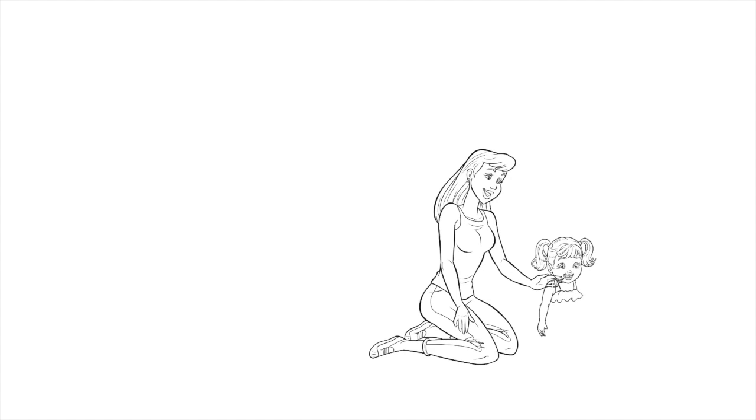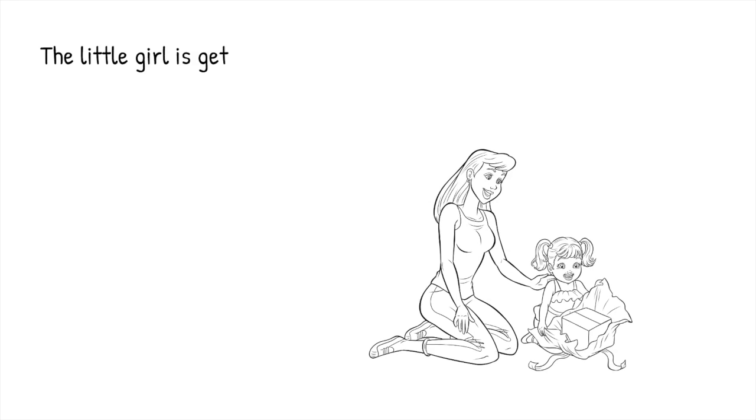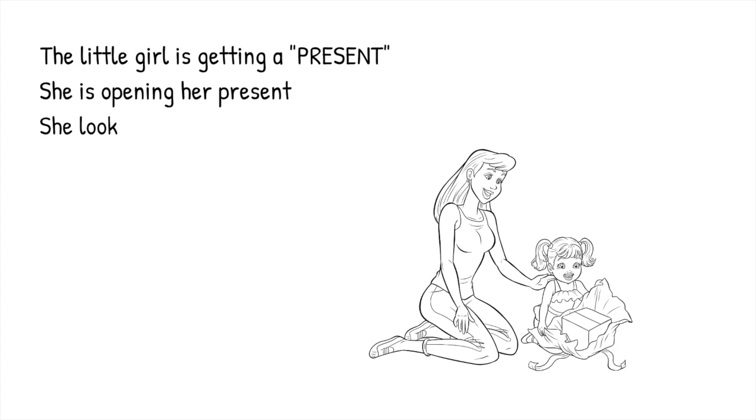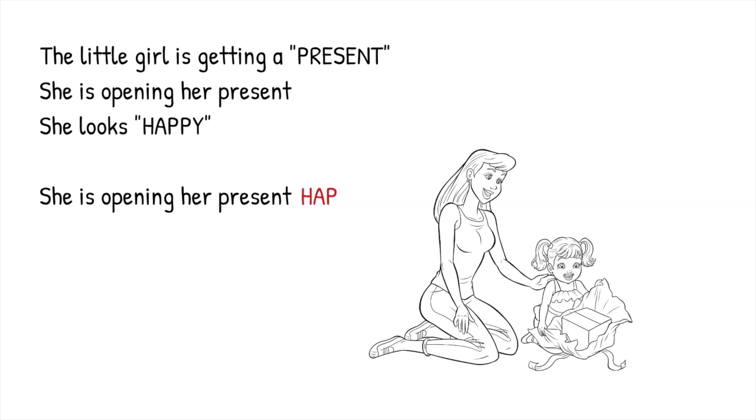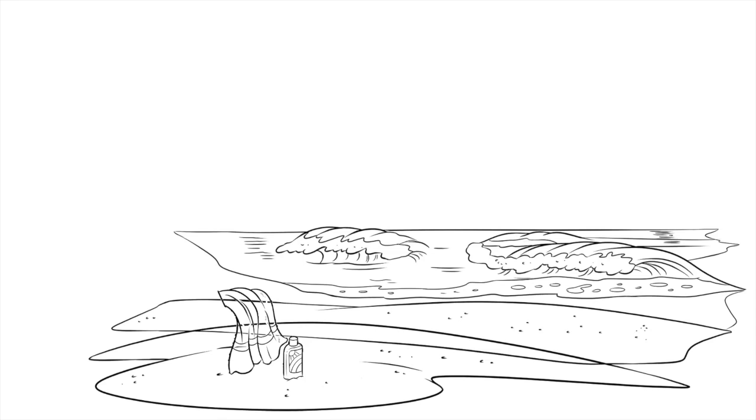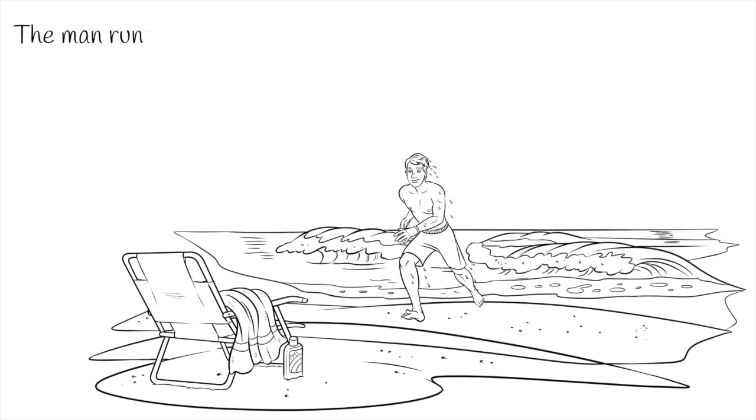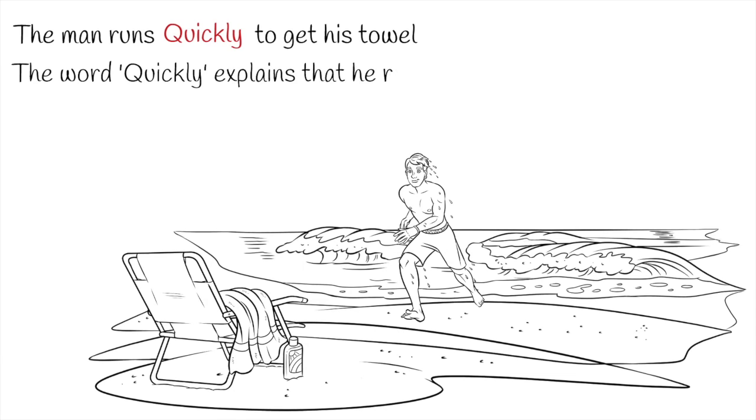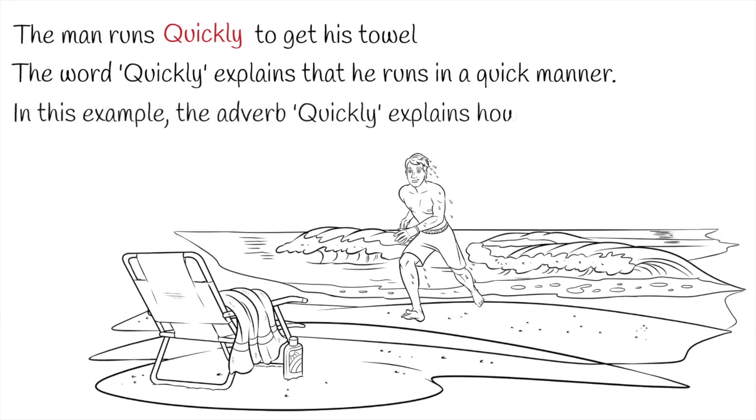Let's look at this example. The little girl in this picture is getting a present. She is opening her present right now. She looks happy. She is opening her present happily. So she opens her present in a happy manner. Let's take a look at another example. A man on the beach. The man runs quickly to get his towel. Now, the word quickly here explains that he runs in a quick manner. In this example, the adverb quickly explains how the verb run is done.